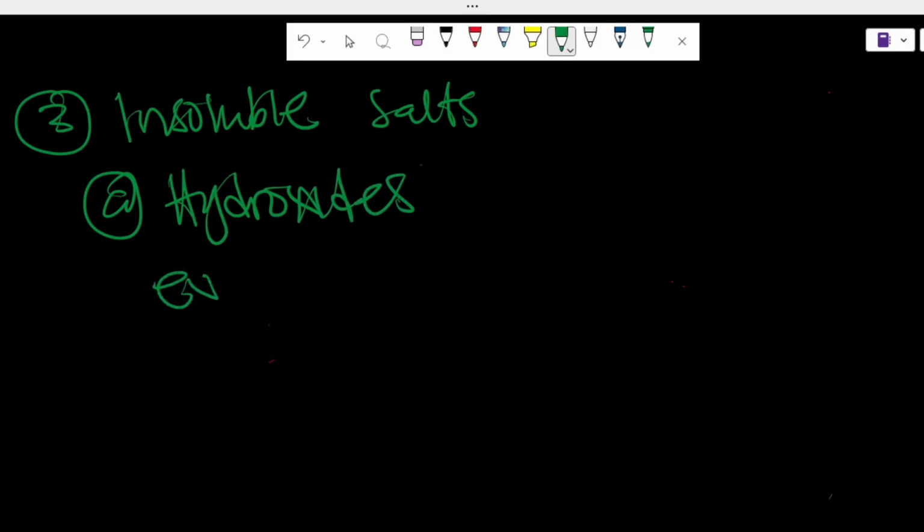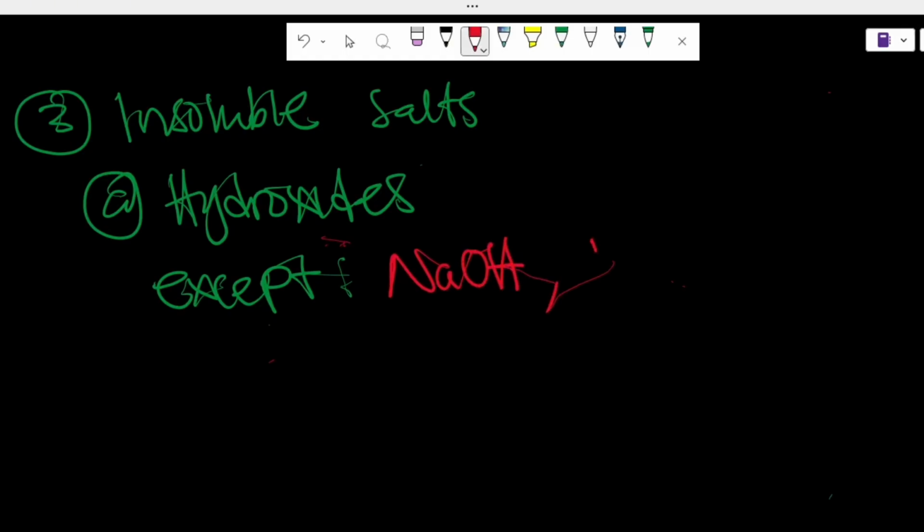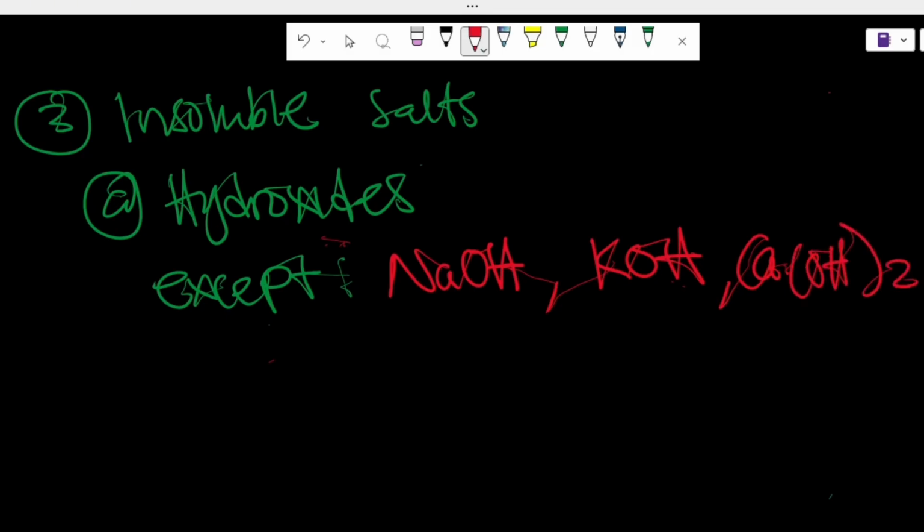All hydroxides are actually insoluble with the exception of sodium hydroxide and potassium hydroxide for the most part. So sodium hydroxide and potassium hydroxide are actually soluble, or even calcium hydroxide. So calcium hydroxide is also soluble, but all other types of hydroxides, they are actually insoluble.